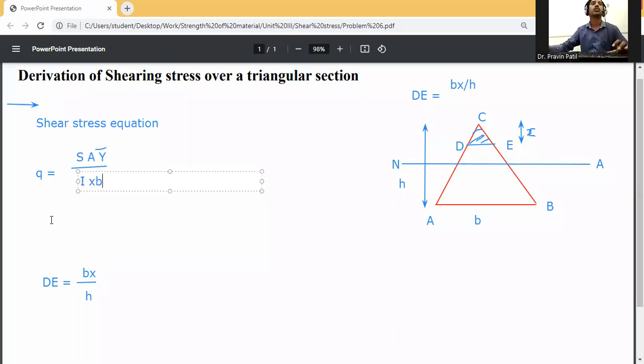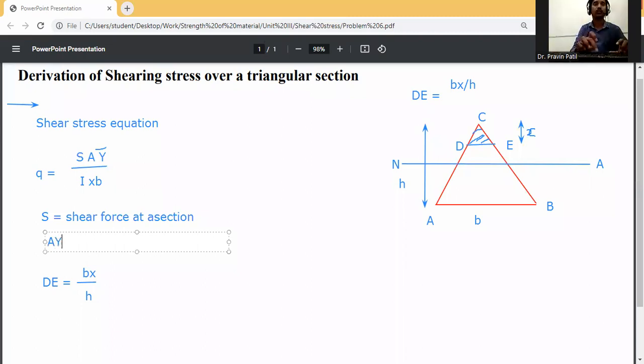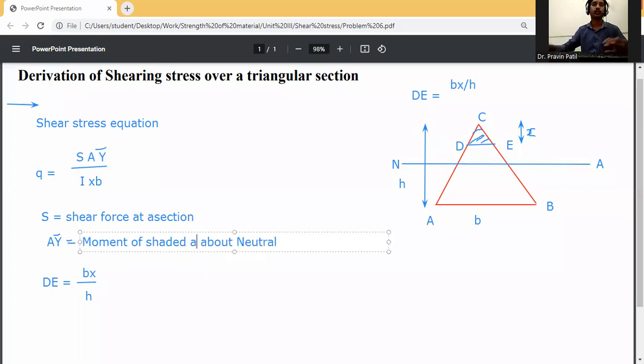Here S is the shear force at section. A y bar is the moment of shaded area about neutral axis.